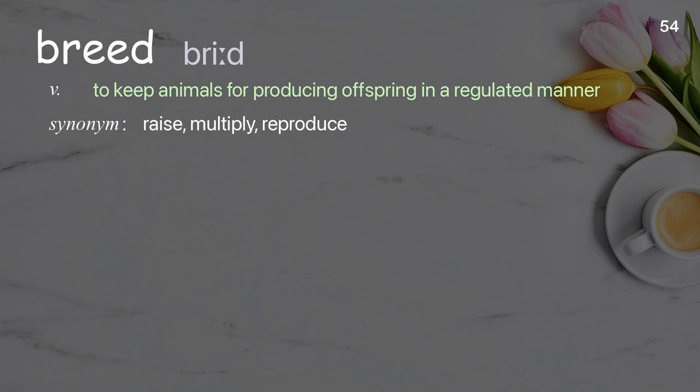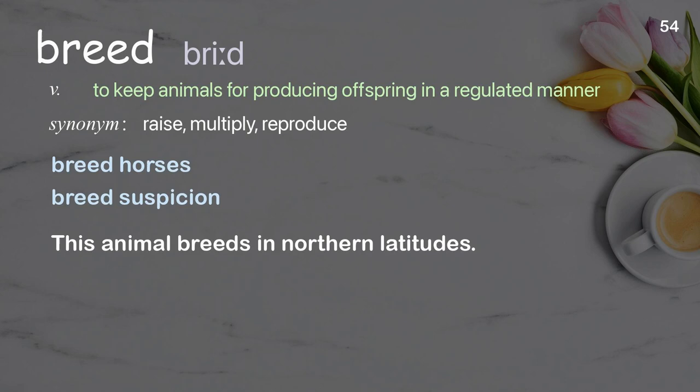Breed: to keep animals for producing offspring in a regulated manner. Examples: breed horses, breed suspicion. This animal breeds in northern latitudes.